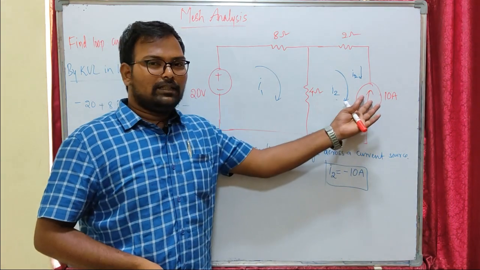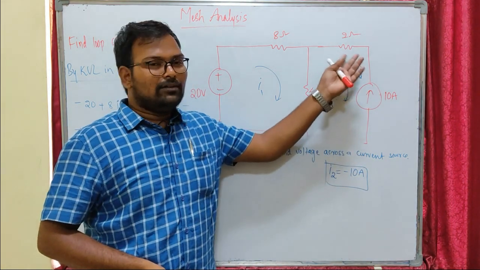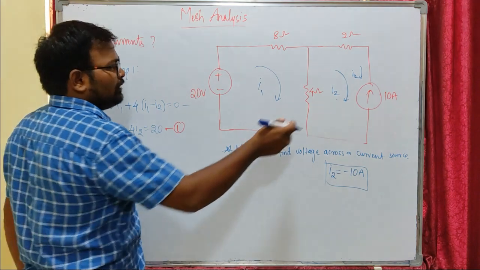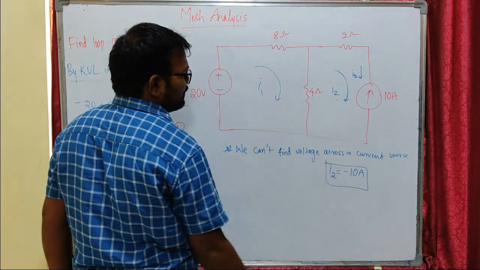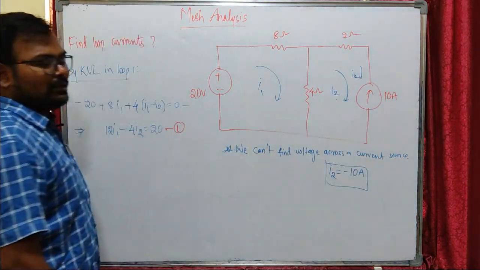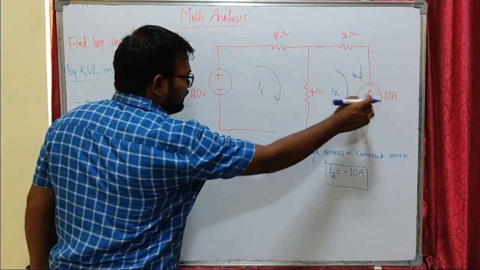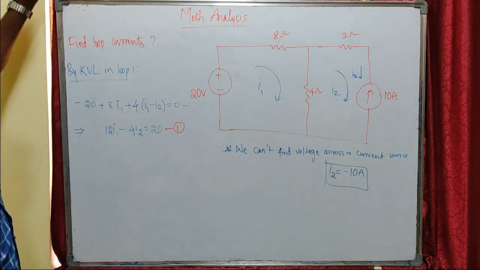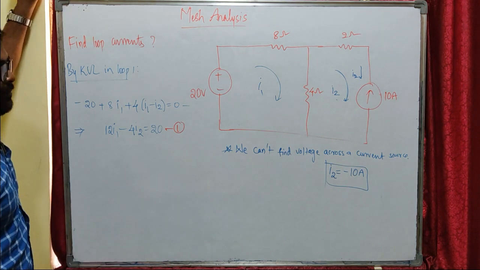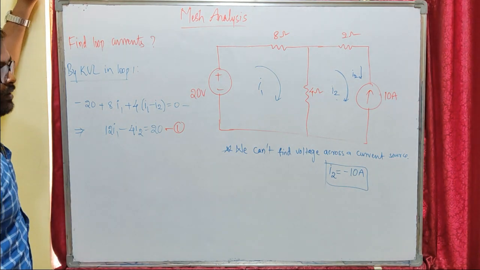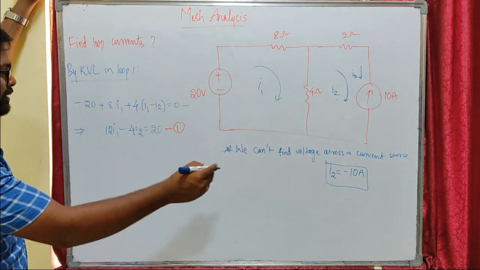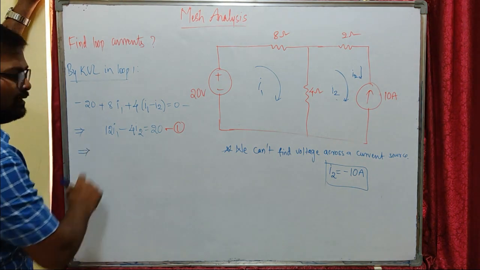A current source in a loop is the current in that loop. So I2 is nothing but the 10 amperes flowing in the counterclockwise direction, that is why I2 is minus 10 amperes. So we have obtained I2 directly because we have a current source in the second loop. By substituting the value of I2, you can find I1 in the first equation.